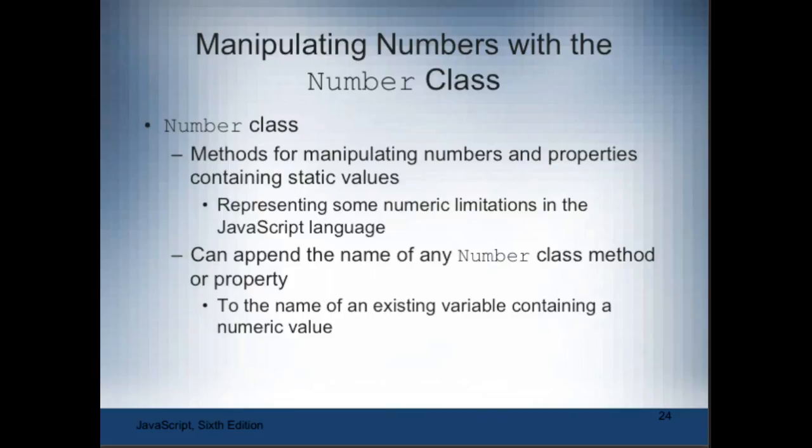The Number class contains methods for manipulating numbers and properties that contain static values representing some of the numeric limitations in the JavaScript language, such as the largest positive number that can be used in JavaScript. As with the Math object, you don't need to create a Number object to access the Number class methods or properties. Instead, you can simply append the name of any Number class method or property to the name of an existing variable that contains a numeric value.